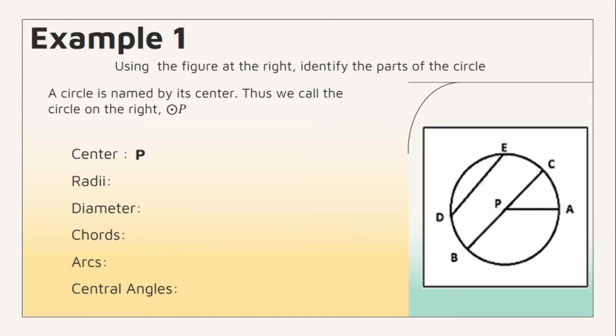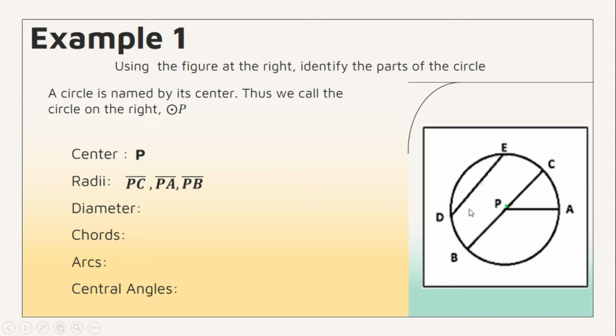Now, which are the radii? Okay, radii, meaning to say there are more than one radius. And we have there PC, this line segment PC, line segment PA, and line segment PB. So those are the radii. Bakit? Ano ba ang radius? That is a line segment from the center going to any point on the circle.